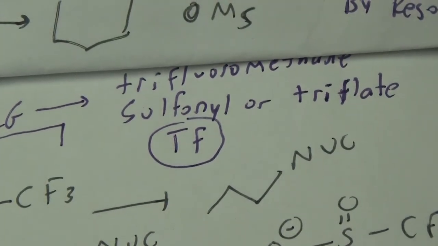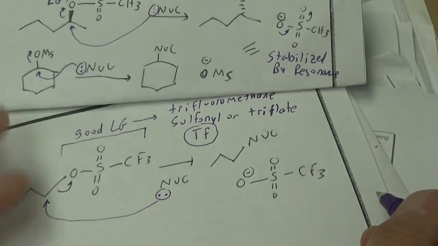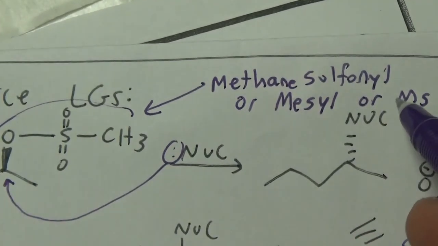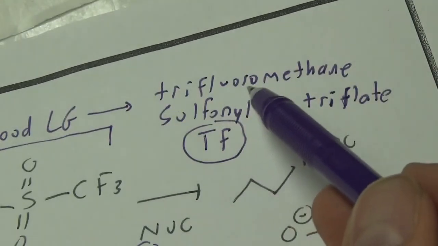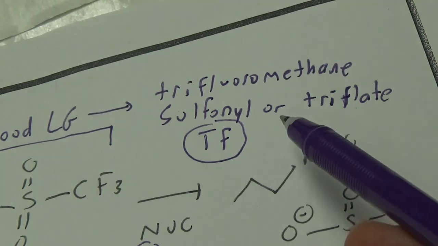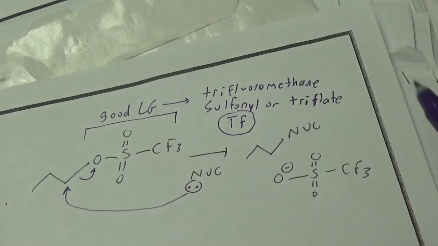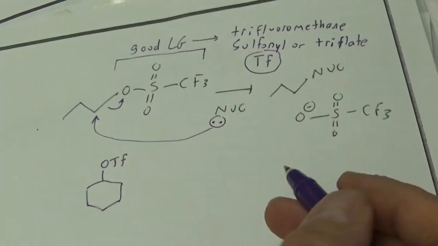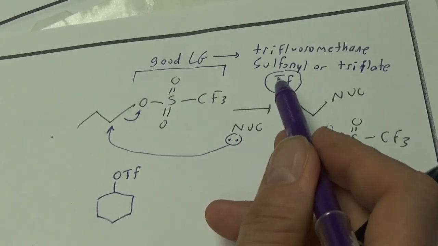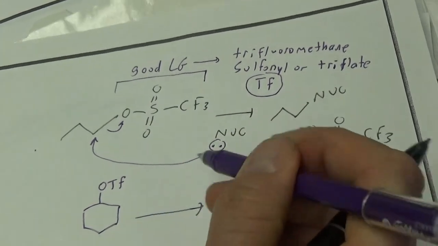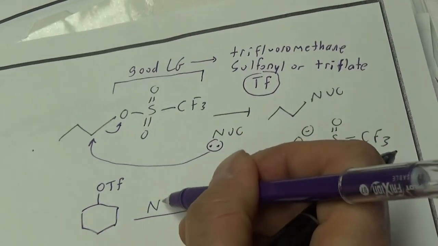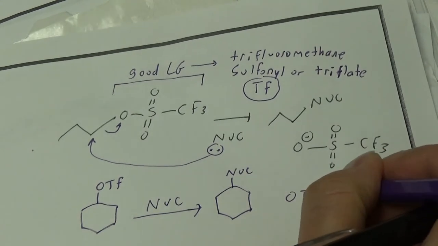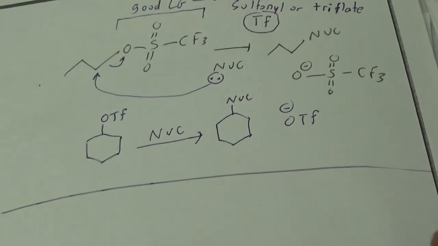Okay, so the first one we did, kind of funny one, was called mesyl or methane sulfonyl, or MS. This one is called trifluoromethane sulfonyl, or triflate, or TF. Okay, just another example of a sulfur based leaving group that's really good. So that oxygen is not part of the abbreviation, so I say OTF, and that whole thing is the leaving group, the OTF is the leaving group. OTF minus.